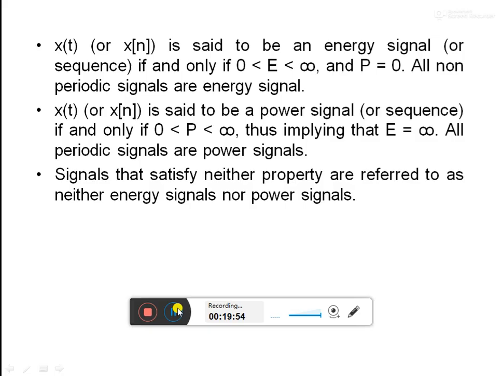In the next session, I will start with the basic elementary signals which are used in signal operations, and along with that, basic operations on the independent variable time and the dependent variable amplitude will be discussed.